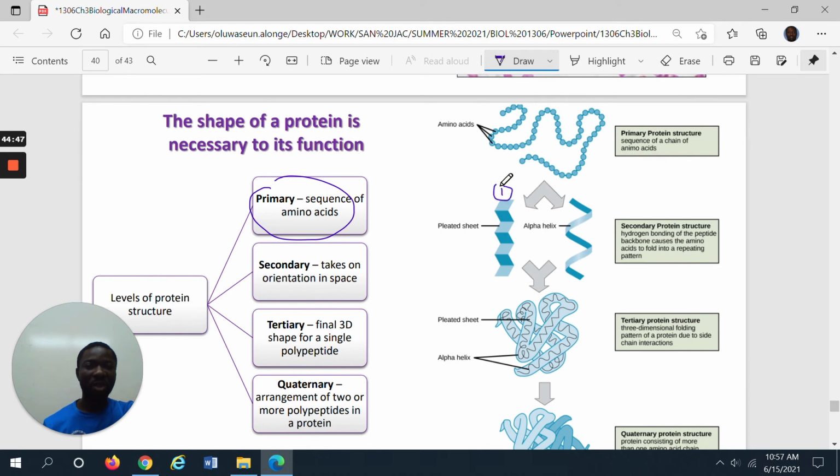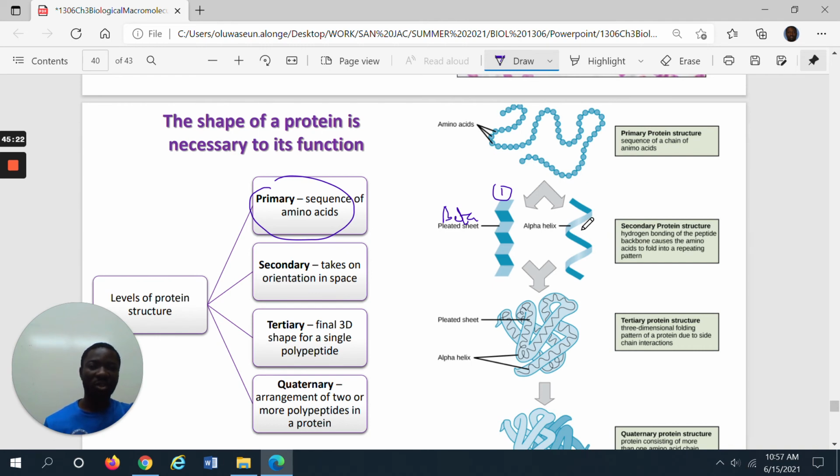Number one is the pleated shape, which is just a linkage of polypeptide chain, but they have hydrogen bonds in between them, and you have the alpha helix. Sometimes we call it the beta sheet or the pleated sheet. So it is either beta sheet, beta as BETA, or the alpha helix. So we have two of them for this case.